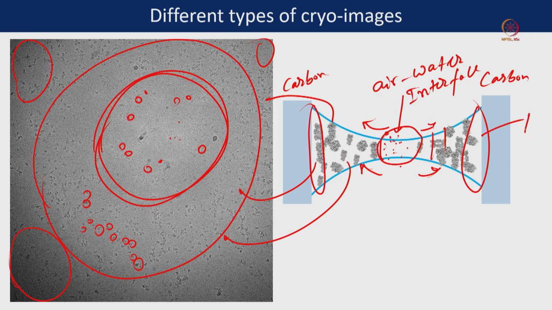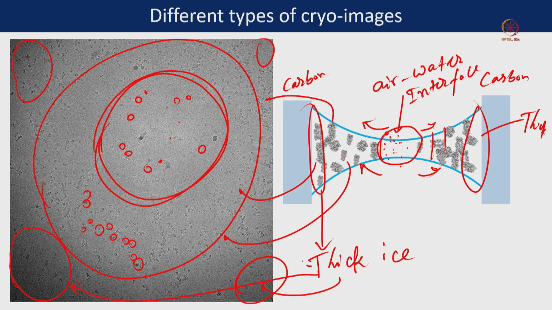So this is thick ice, and this is again thick ice, and this thick ice is contributing here, and this thick ice is contributing in this particular zone.